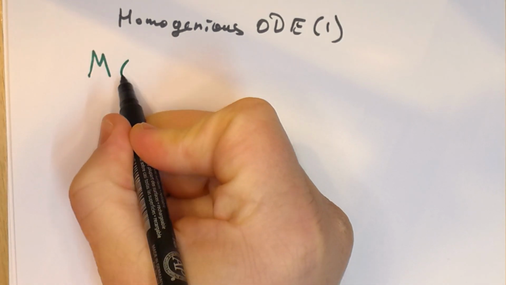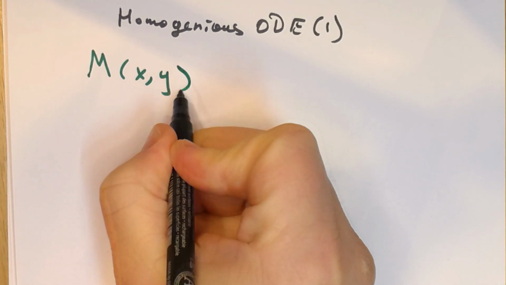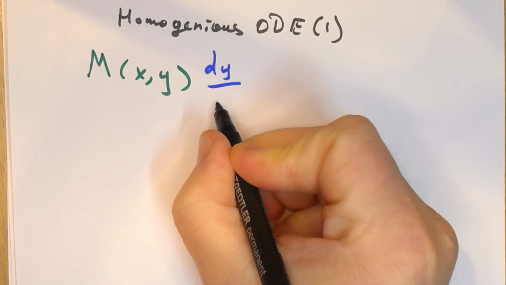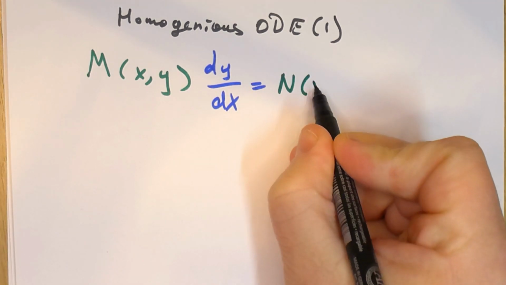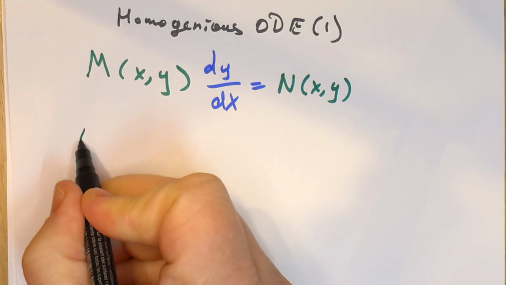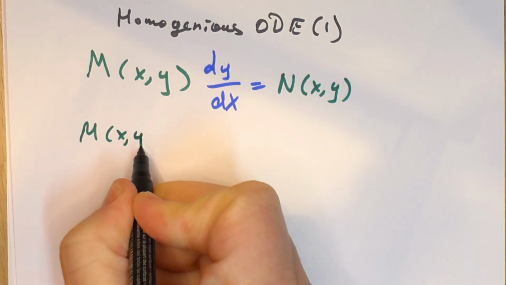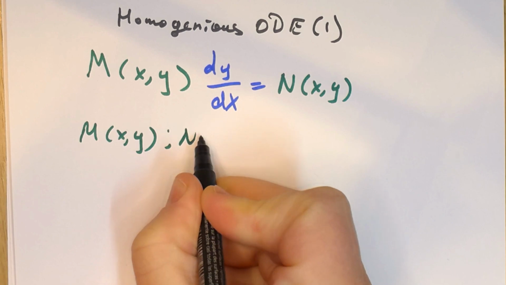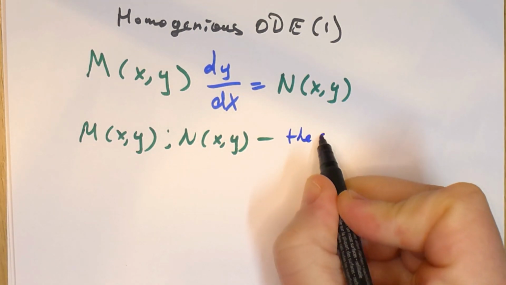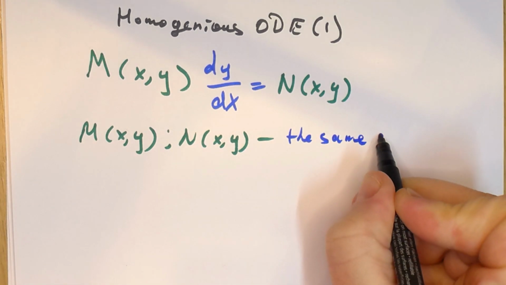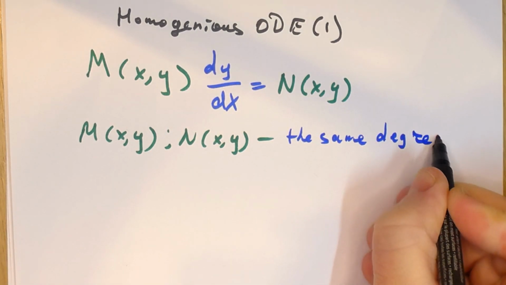So, what is it? If you've got a function M(x, y) multiplied by dy over dx, and it's equal to some other function N(x, y), then if M(x, y) and N(x, y) have the same degree, this equation can be considered homogeneous.